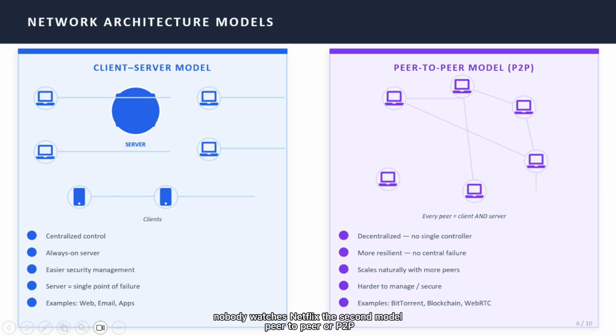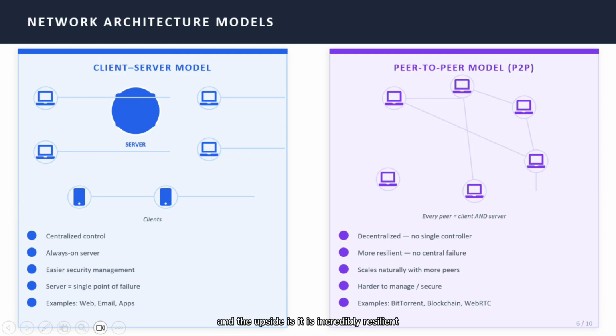The second model, peer-to-peer or P2P. Here, every device is both a client and a server. There is actually no central controller. Every peer shares what it has directly with other peers. You have probably used this without knowing. BitTorrent is P2P. Blockchain is P2P. Some video calling apps use P2P for direct connections.